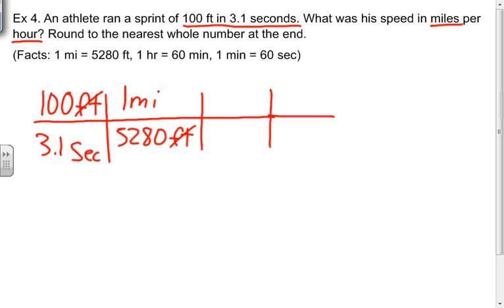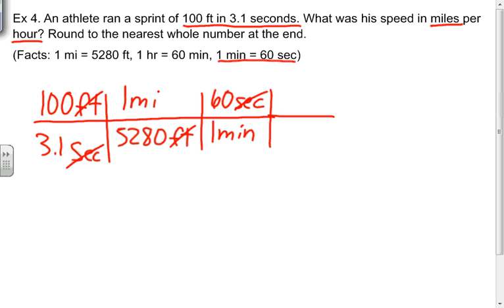Okay, let's look and see what units I have right now. I have miles and seconds. I don't want miles and seconds, I want miles and hours. So now I have to change those seconds. Well, I have a fact about seconds right here. 1 minute is 60 seconds. So how would I write that fraction? Well, I already have seconds on the bottom, so I need to have seconds on the top when I write it as a fraction. So I'm going to put 60 seconds over 1 minute. Seconds on the bottom cancels with seconds on the top.